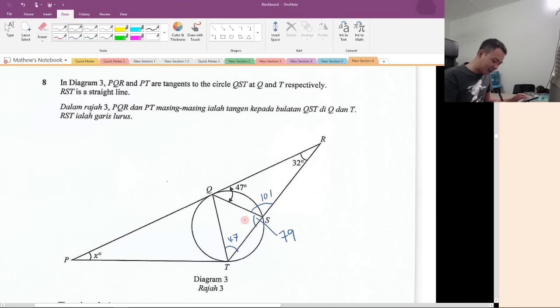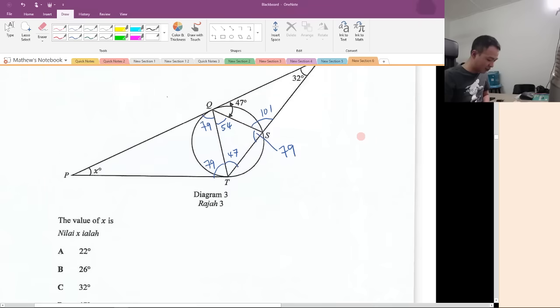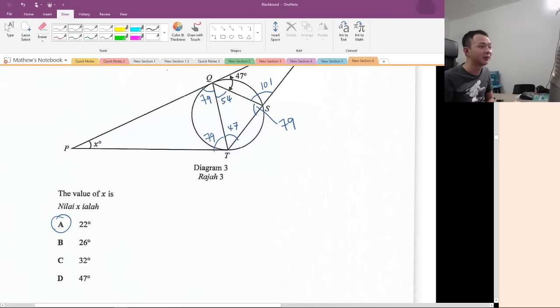So therefore, I can know this is 79, right? Then this angle over here will be the same as that one. It's 79. So 79 plus 47, then 180 minus it. I can know the angle in the middle is 54. So therefore if this is a tangent, this angle will be 79, then here will be 79 as well. Yeah, this one will be 79. Then I can get x easily, 180 minus both 79. So you should get the answer 22.